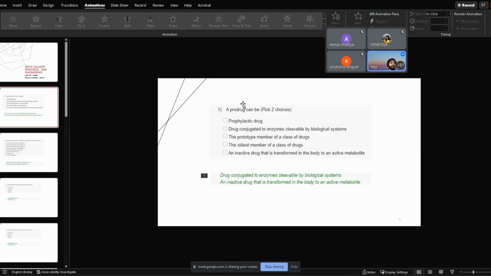Okay, so basically the first question is what a prodrug is. A prodrug is a drug molecule that you take, but it does not directly have any effect in your biological system. It's designed in such a way that once you take it, your body can make it work. Your body metabolizes the prodrug and makes the active drug. So it's either a drug that's conjugated to something cleavable by the biological system, or an inactive drug that is transformed in the body to an active metabolite.